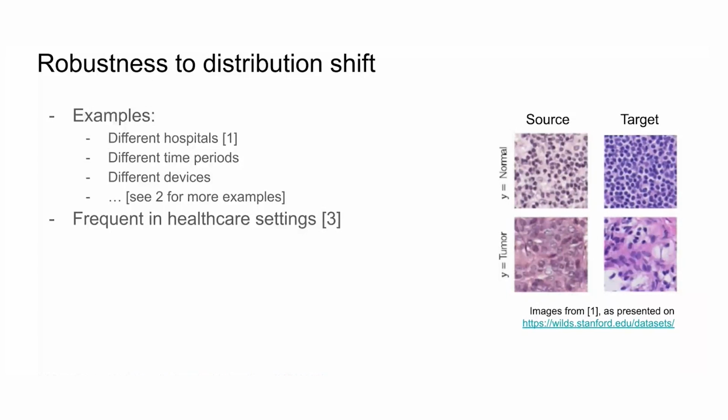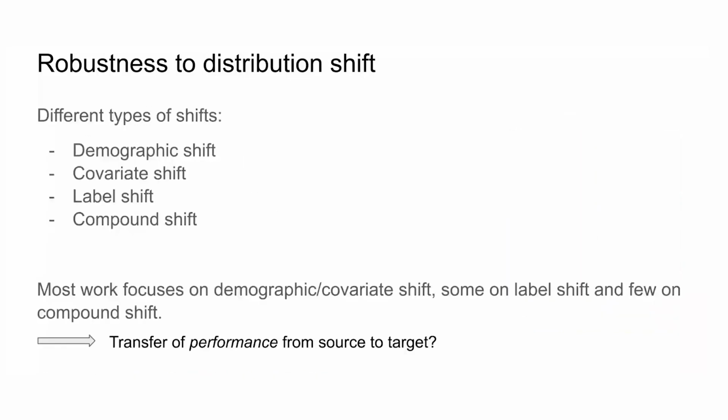So for the purpose of this talk, I'm gonna discuss different types of shifts. The first is the demographic shift. This is, for example, when the proportion of females is different in the target than in the source. This is only for the demographic part of the data. Now, we also have covariate shift. This is, for example, another device that captures the same image, but with another camera.